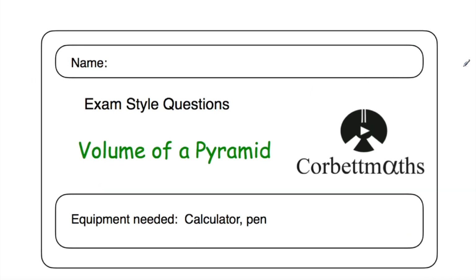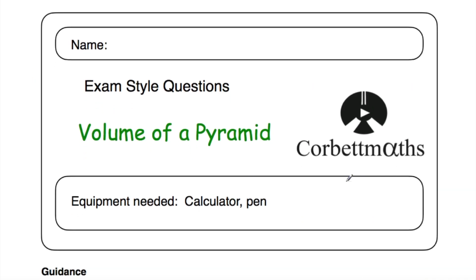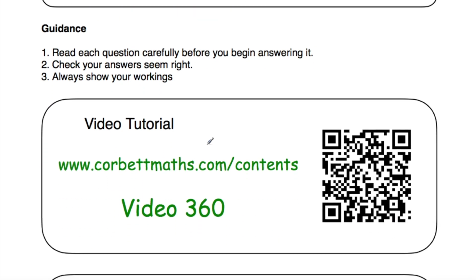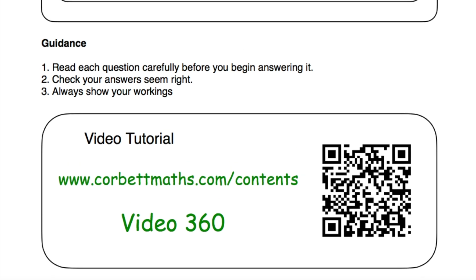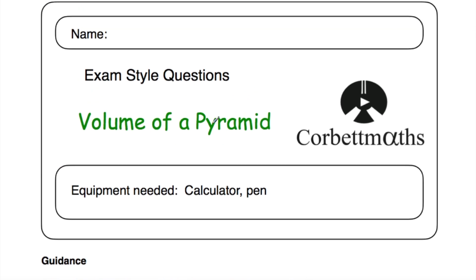So in this video, we've looked at the video solutions to the Corbettmaths practice questions on the volume of a pyramid. If you need any extra help on this topic, go to Corbettmaths, go to the videos and worksheets section and scroll down to video 360, where there's a dedicated video tutorial on the volume of a pyramid. Near there, you'll also find the volume of a frustum, which might be useful as well. Alternatively, you can scan this QR code. But in this video, we focus on the video solutions to the practice questions.